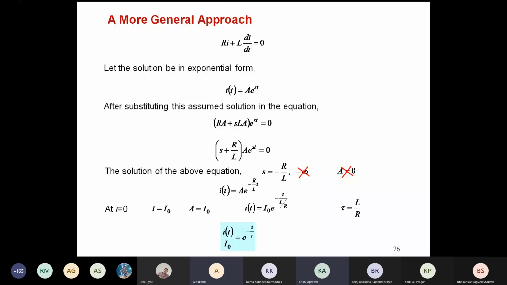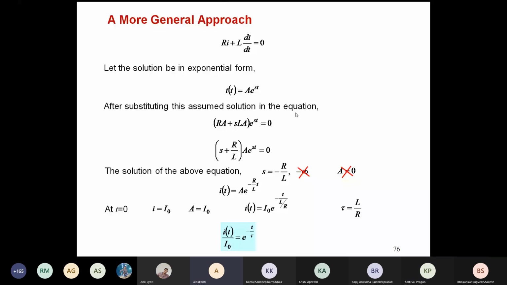So I(t) by I naught equals e to the power minus t by tau, where we have defined tau as equal to L by R. Whenever you have one L and one R in the closed loop, we define one new parameter, tau equal to L by R.